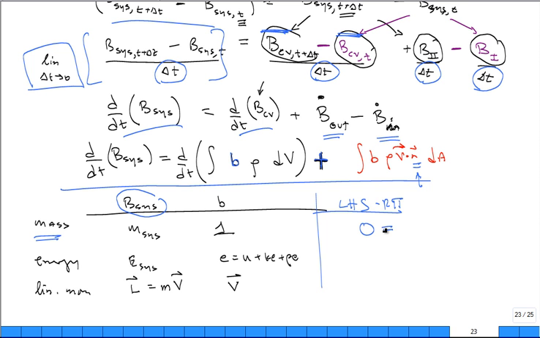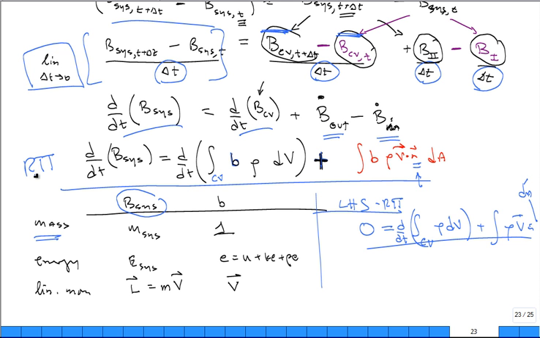And then you just have the integral over the control volume, the time rate of change of that integral of rho dV, plus the integral of rho v dot n dA. I ran out of room. Okay, dA. All right, so that's the same equation we've had on the previous slide. But you could take this RTT. I forgot. What does RTT stand for?